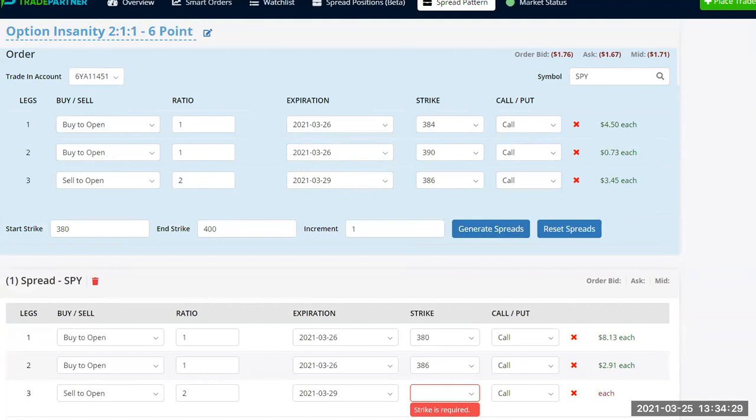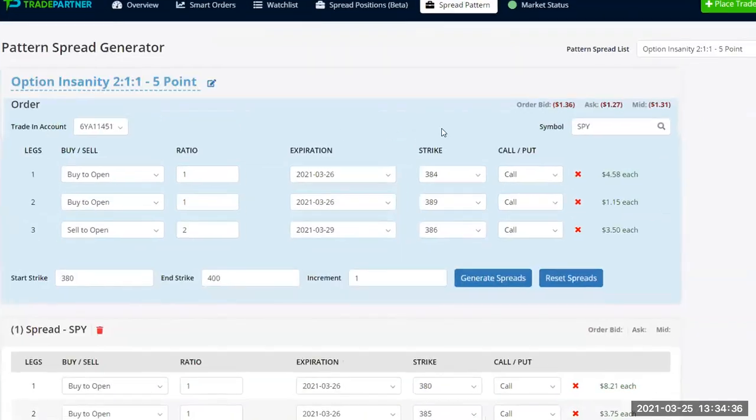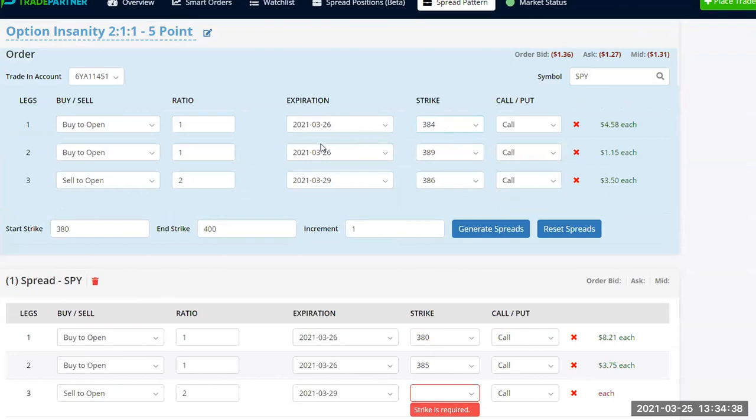I know it's here somewhere. There it is. Here's the 5-point. So you can see, using the same exact pattern, 326, 326 are the longs, 2 of the short 329s. So you have a 5-point difference between the longs, and the two shorts are 2 points above the lowest long. Okay, that's the pattern I just showed you on that old report from 2020.